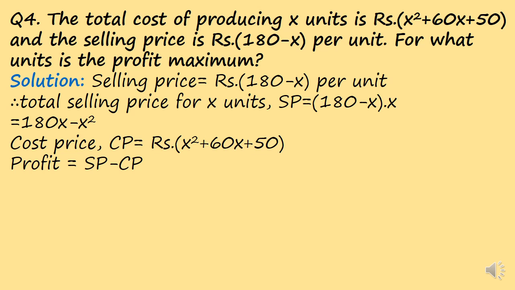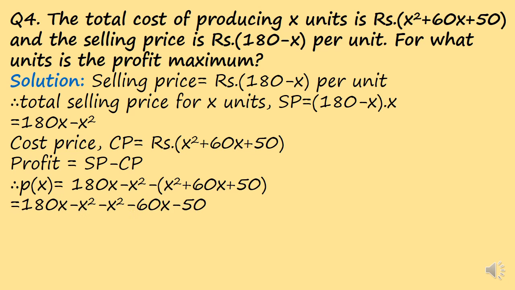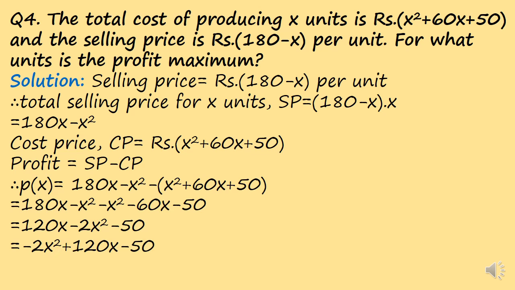Then profit, the formula for profit you already know, it is selling price minus cost price. That is the first equation for SP that we got, minus CP. Opening the bracket, changing the signs after the bracket because there is a minus sign outside the bracket, and then simplifying it further, we get the answer for profit as minus 2x square plus 120x minus 50. Suppose we put it as a function, say P(x) is the function.